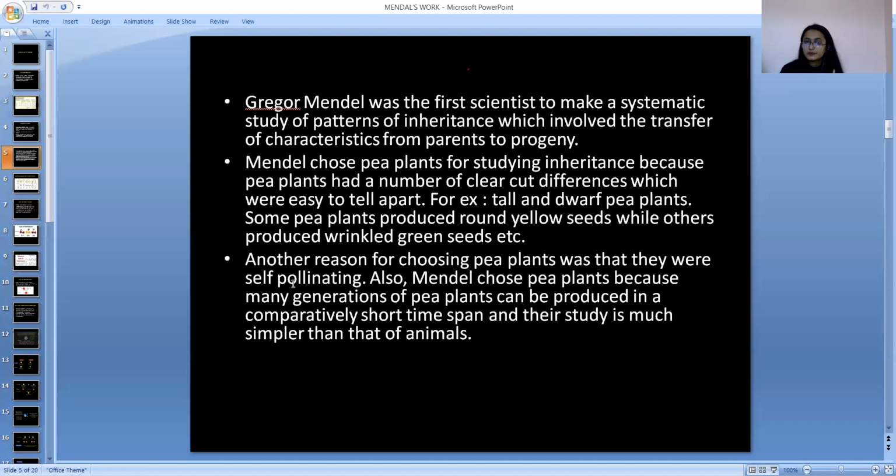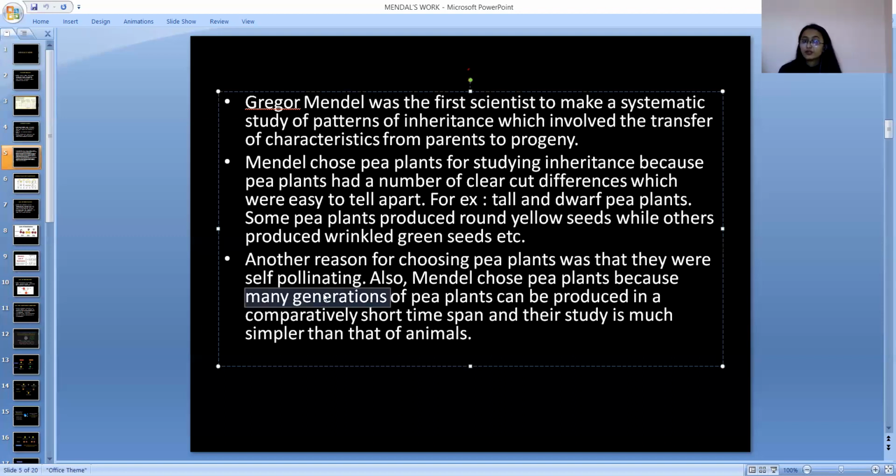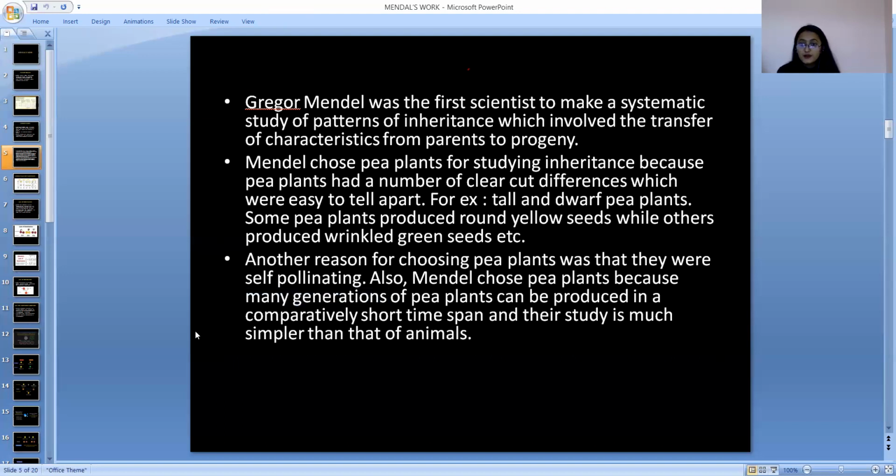Another reason for choosing a pea plant was that they were self-pollinated. You don't have to put a pollinator plant there. You don't have to take another plant, or take a male part differently and a female part differently. वो pollinate करता है within the plant. ठीक है, तो pollination भी जल्दी होगा without any facilitation.